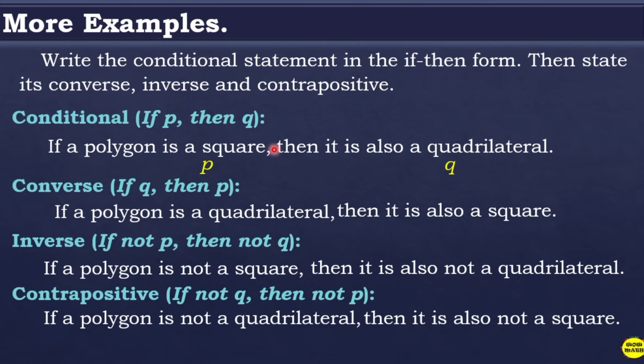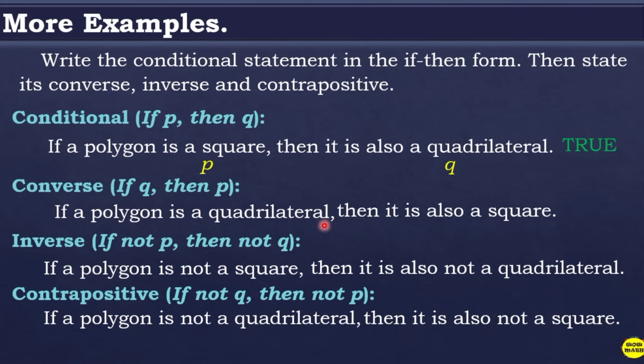So, this is how we write the conditional statement into converse, inverse, and contrapositive. So, I hope nakita yung pagkakaiba. Let's have another example. Ay, by the way, so identify natin kung true or false sila. Okay? So, isa-isahin natin. If a polygon is a square, then it is also a quadrilateral. That is true. Right? Kung square siya, considered siya as quadrilateral.